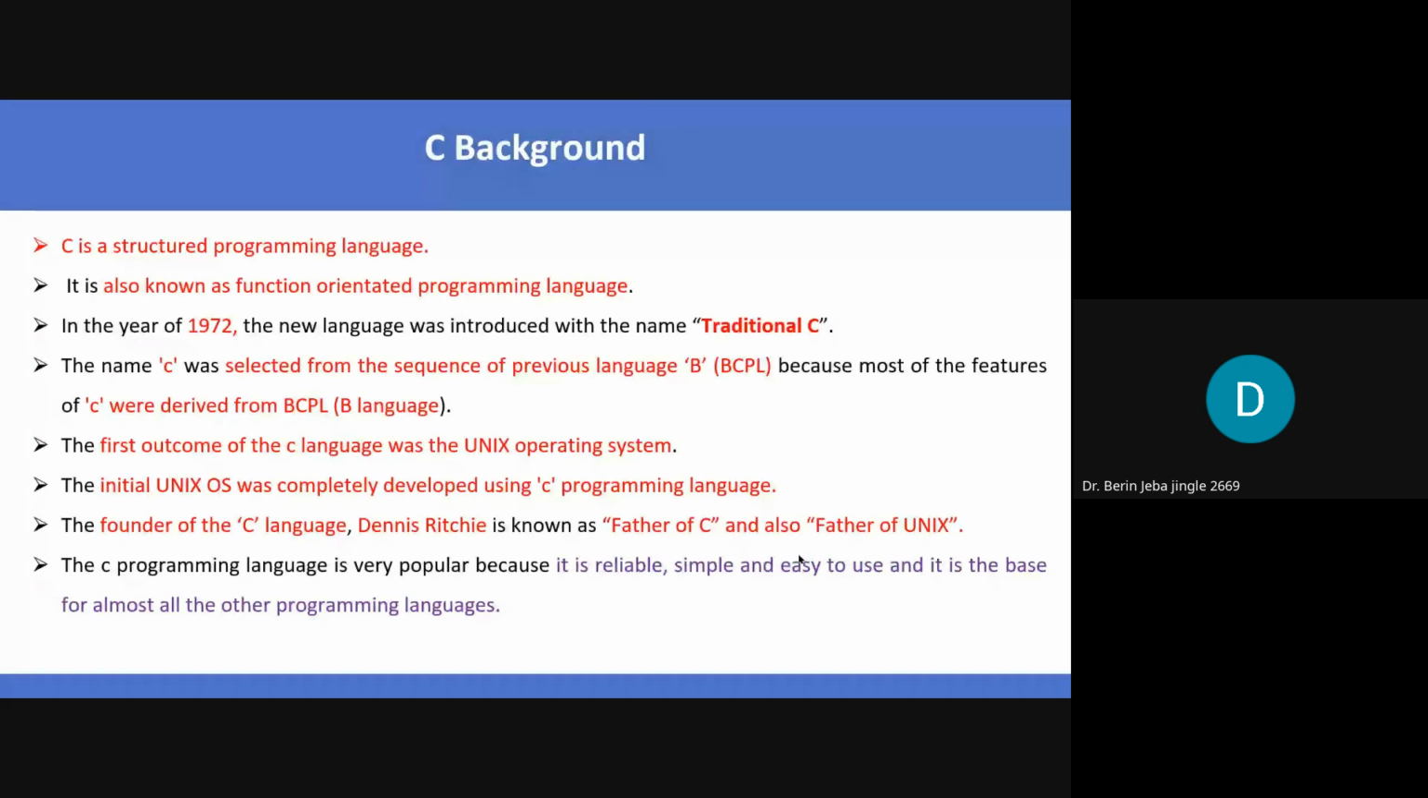C is very popular till now. It is very important in every area because it is reliable, simple, easy to use, and it is the base of all programming languages. The basics of Java, C++, Python, everything, is the C programming language.